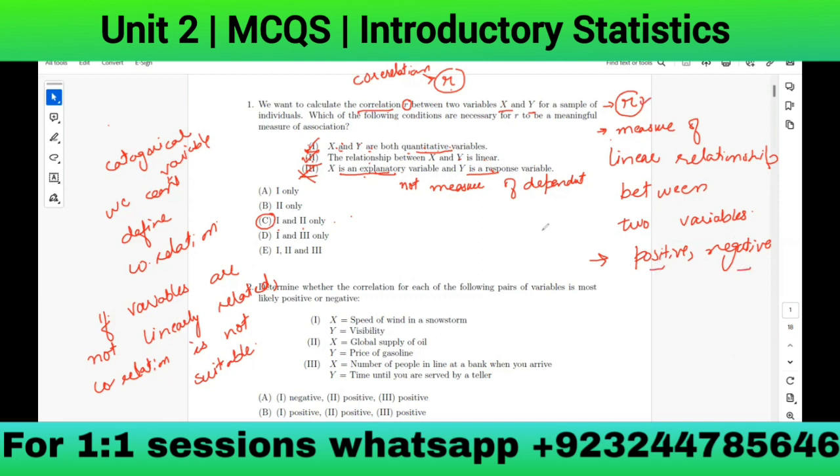Correlation can only be calculated for quantitative variables, not categorical variables. Correlation is always calculated for linearly related variables; if they are not linearly related, correlation is not a suitable measure. Correlation is not a measure of dependency, like explanatory or response variables. These are all the points about correlation that help us answer question number 1.